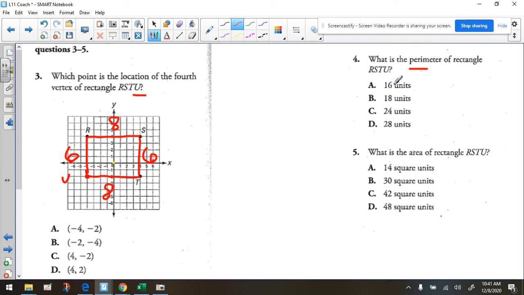Now for area, remember, they want to know how many of these little boxes we need to fill up the inside of the shape. We have to find the length times width, or base times height. So we take our length, which is 8, and multiply it by our width, which is 6, and that will give you the answer to number 5.